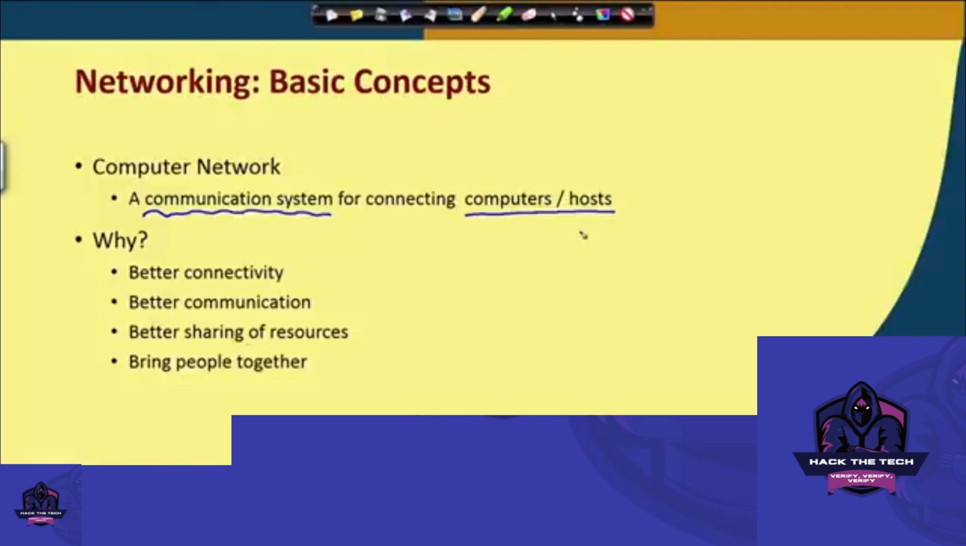Now, why do we need networking? The reason is very clear. We want better connectivity, so that the nodes remain connected with each other, better communication, and obviously sharing of resources. Nowadays, we talk about cloud computing, where not only storage space but also computing resources are available online, on the cloud. Sharing valuable resources over the network helps in bringing people together, as we see with social networking applications.